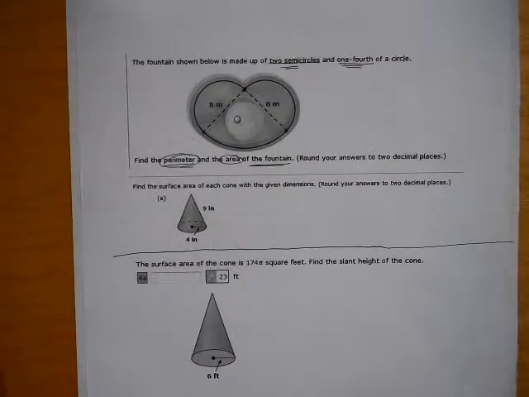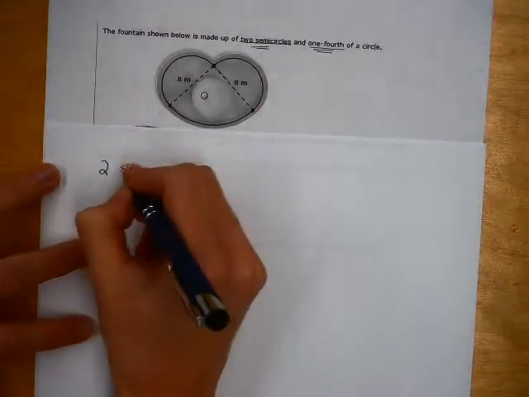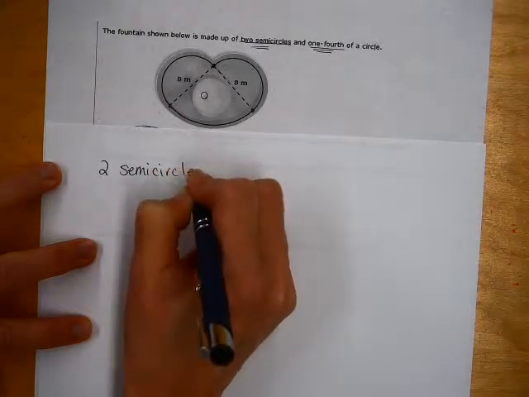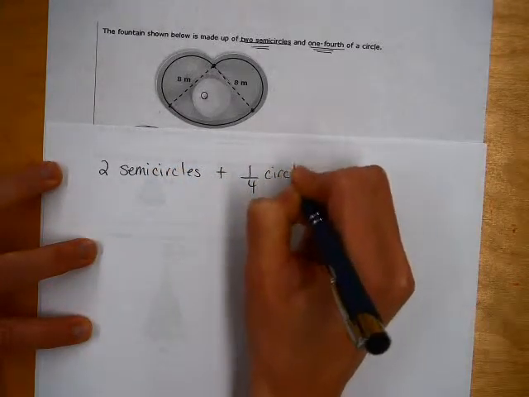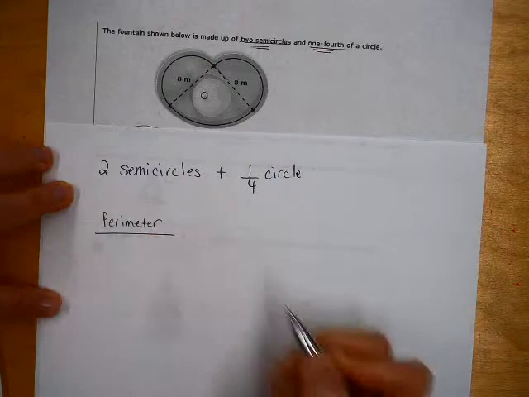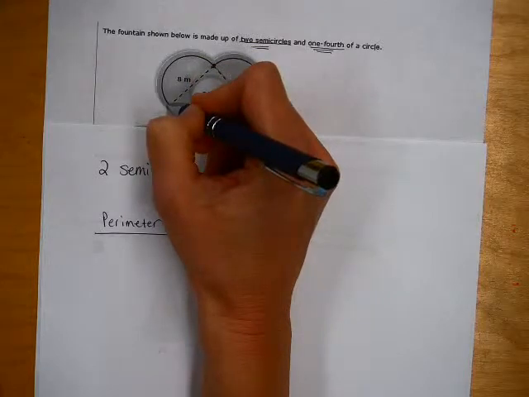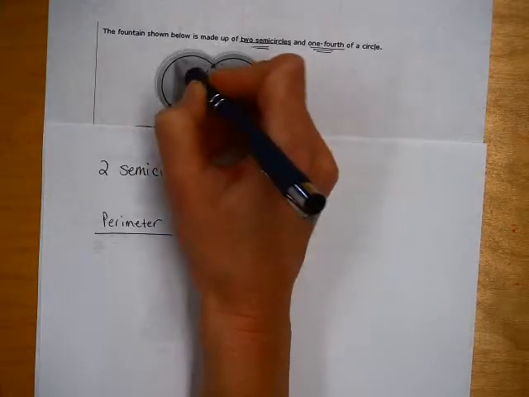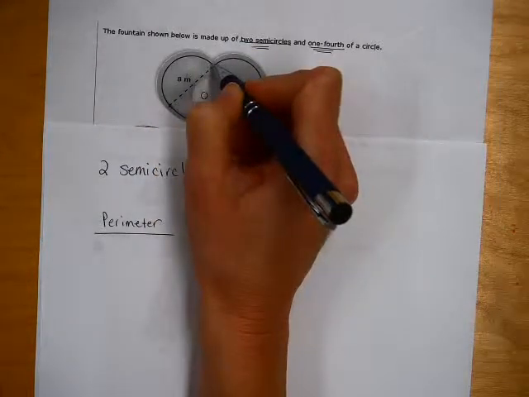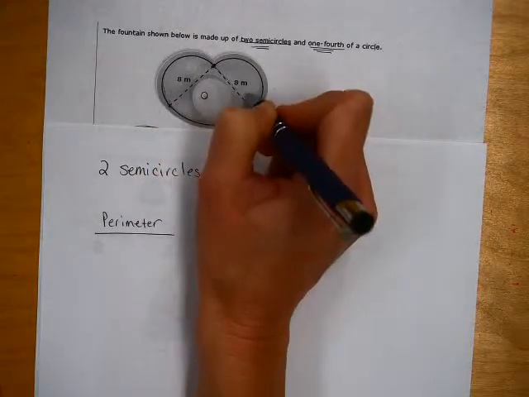So let's again start by writing on our paper for this fountain question what makes up this drawing. And this drawing is made up of 2 semicircles plus a fourth of a circle. And let's start with the perimeter first. Okay. Well, if these were full circles, then the perimeter of a circle is the same thing as finding its circumference. But since this is only half, since it's a semicircle, let's focus on this semicircle here, which we know will be the same as this one here.